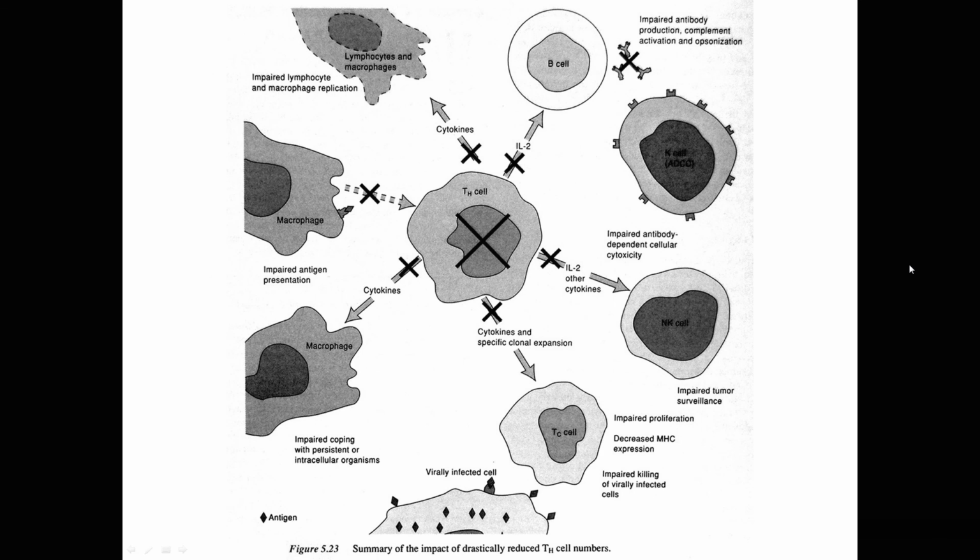This slide summarizes the role of the T helper cells in immune responses and inflammatory responses. The production of cytokines, especially interleukin-2, is necessary to activate other cells: lymphocytes, killer cells, macrophages. So the release of these factors will be compromised, decreased, and thus will produce defective, deficient immune responses.